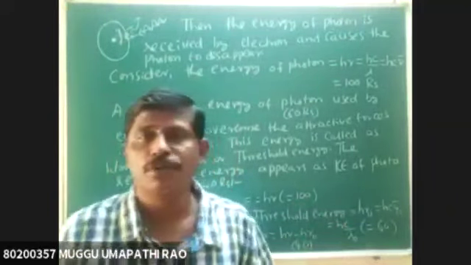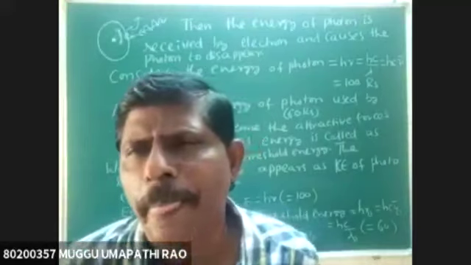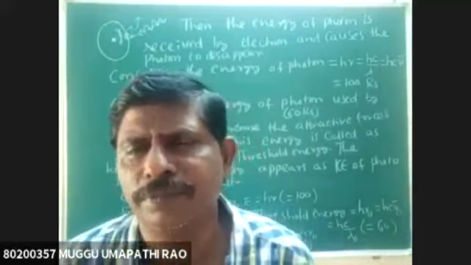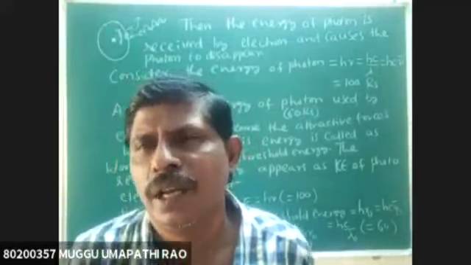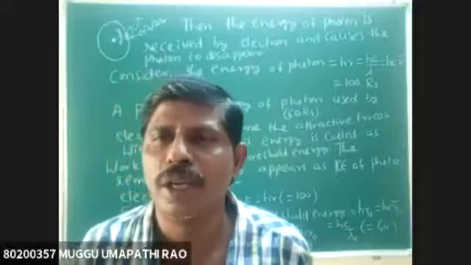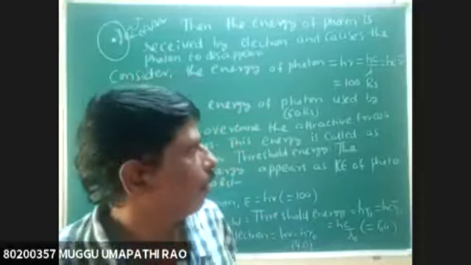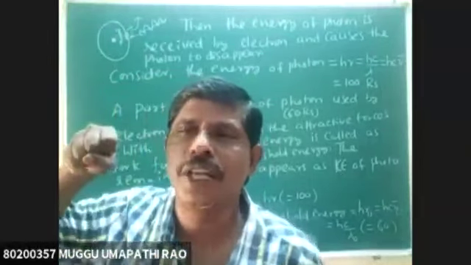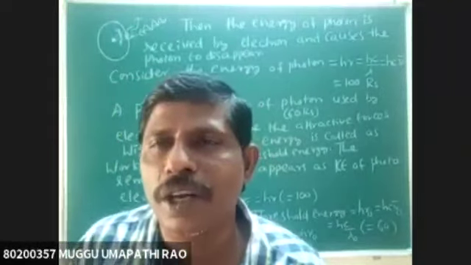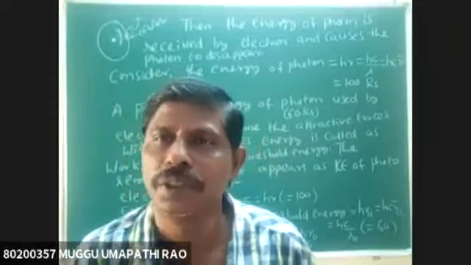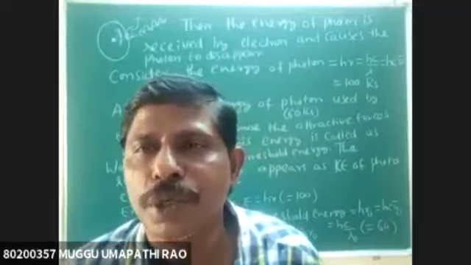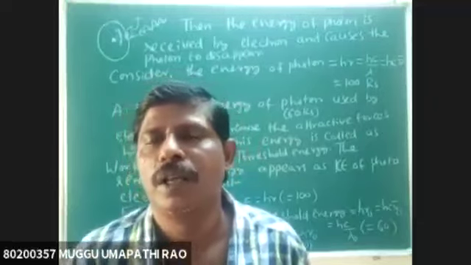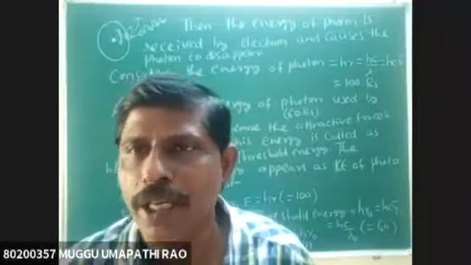So what I am saying about the photoelectric effect is very simple. Light is allowed to fall on the metal surface, then electrons are ejected. This is called the photoelectric effect. The electrons ejected are called photoelectrons. Now, how does it occur? Very simple. A photon strikes an electron. Then the electron takes the energy of the photon, 100 rupees. The electron uses 60 rupees to overcome the attractive forces. This is called the work function. The remaining energy appears as kinetic energy.